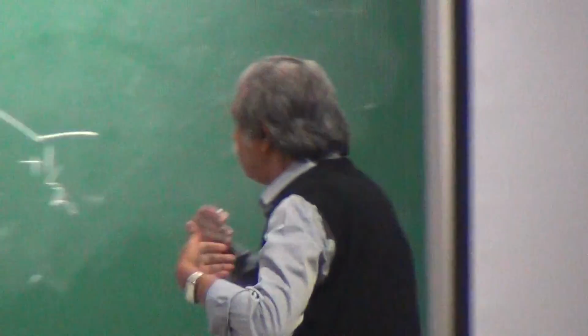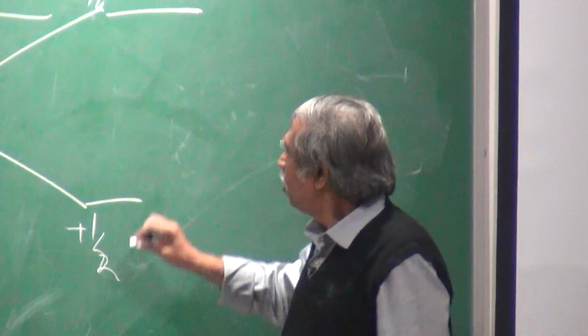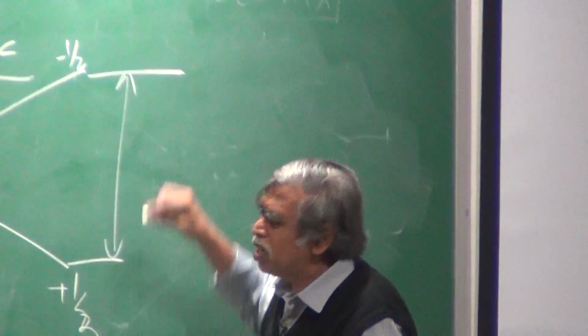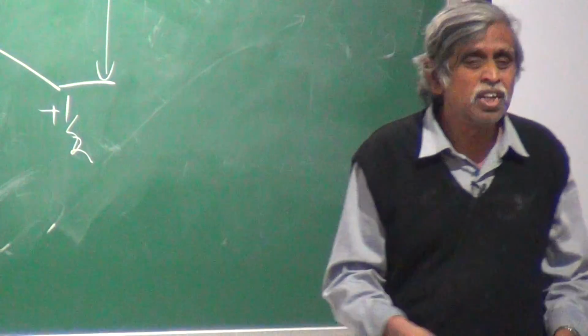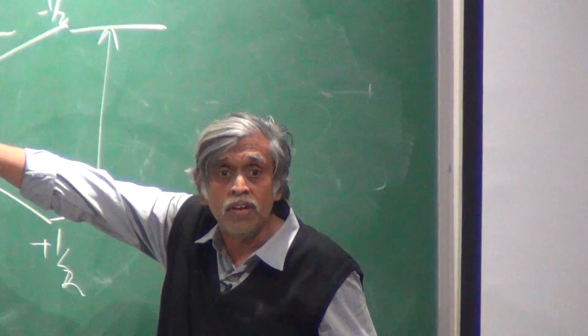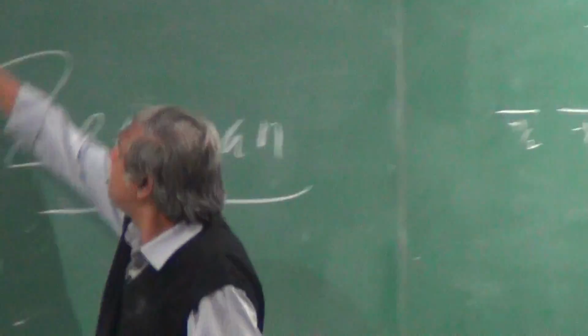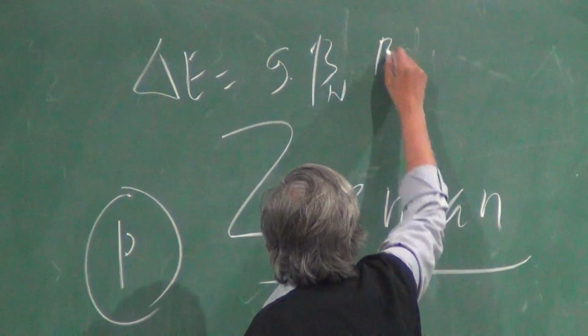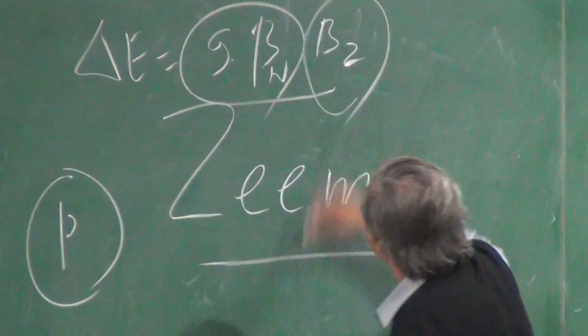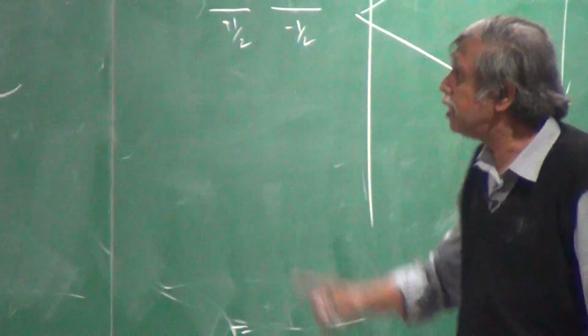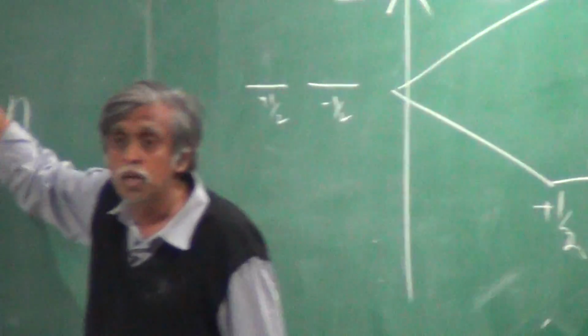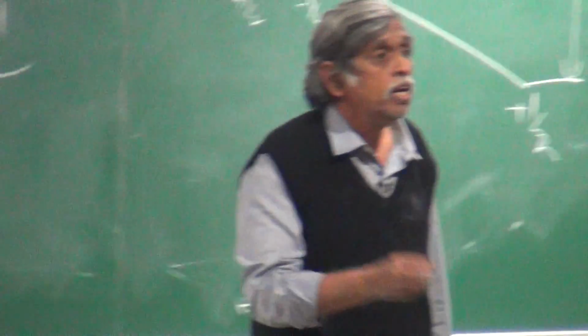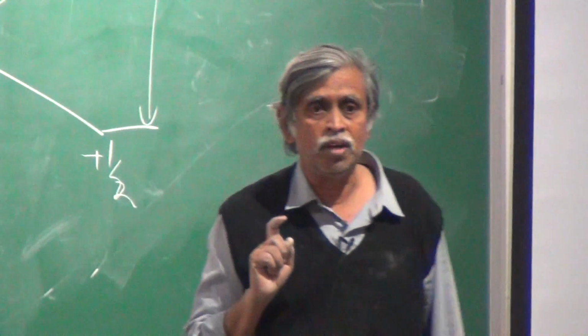So what you do is, you apply a field, you split these levels, and soon you will see, of course, or maybe not today, there are equations that relate what the splitting must be in terms of the magnetic field. Let me just put it up there. Forget these. This is the magnetic field in the z direction. So this energy difference is proportional to the magnetic field. The stronger the magnetic field, the greater the splitting between those two levels.